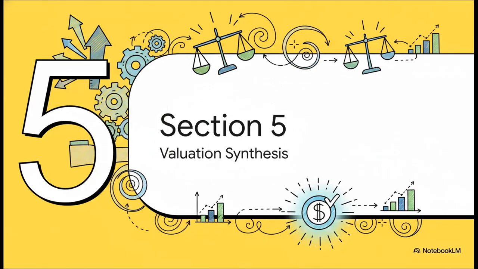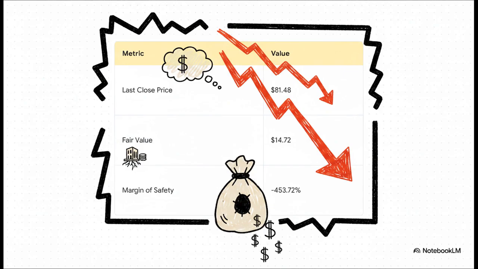Okay, Section 5, Final Valuation Synthesis. The crucial point here is bringing all these disjointed metrics, intrinsic models, and baseline facts together into one clear valuation truth. Let's look at the final synthesis. Summarizing our fundamental findings across the board, the DCF and intrinsic free cash flow models output a fair value price for Globalstar of exactly $14.72 per share.